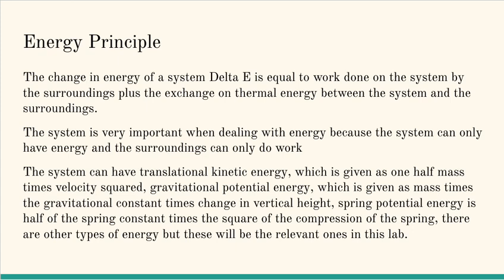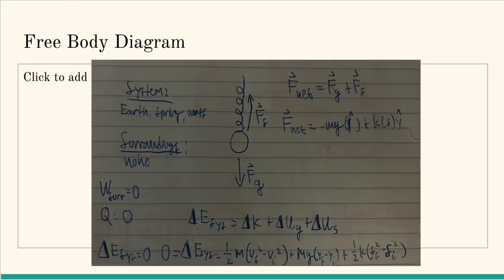So the types of energy that the system can have are translational kinetic energy, gravitational potential energy, and spring potential energy. Those are the kinds that we'll be using in this lab. There are others, but they're not relevant.